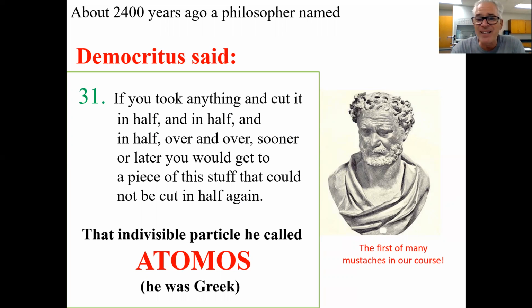Pretty cool. They made statues of him. This is a statue of Democritus. He's got a good mustache. We don't have any photographs of him because they didn't invent photography until, it must have been the 1700s. So we have statues of him, but he had a good mustache.